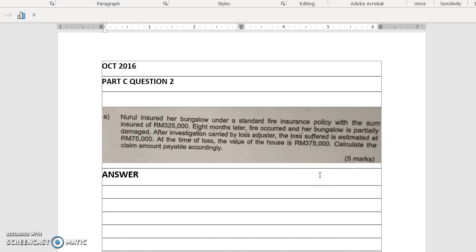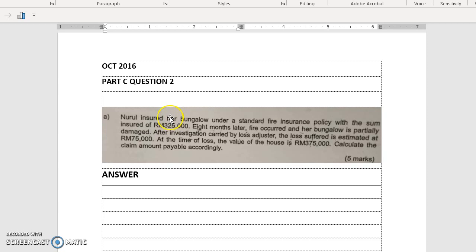So for today we will continue with the other part of calculation in chapter 4, which is we will learn how to calculate the total claim amount that should be paid by the insurance company when a loss or risk happens to their customers. You can refer to the past year question, October 2016, Part C, question number 2.